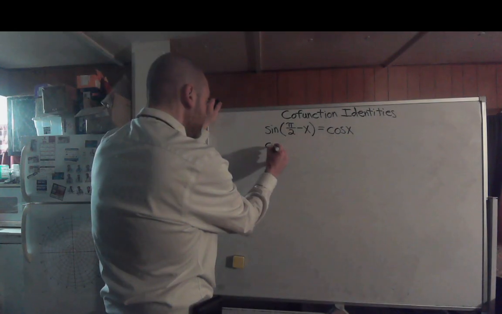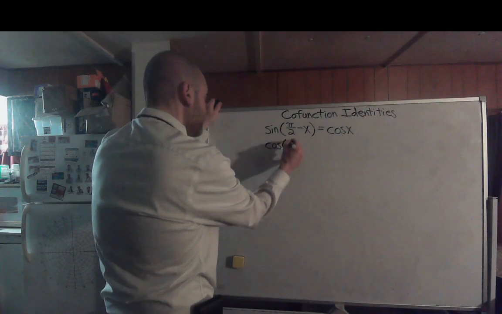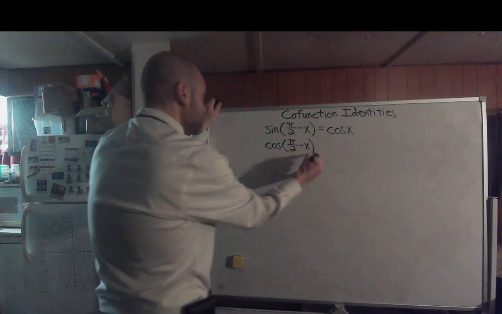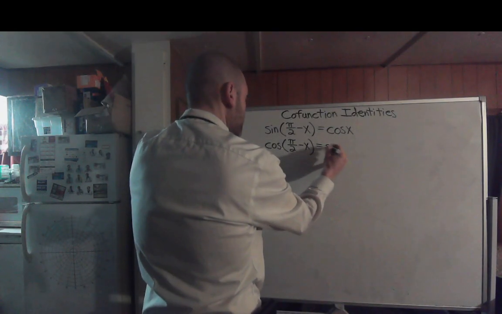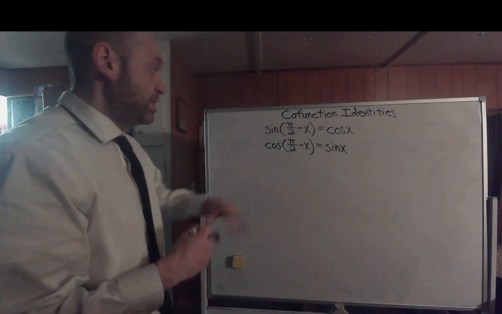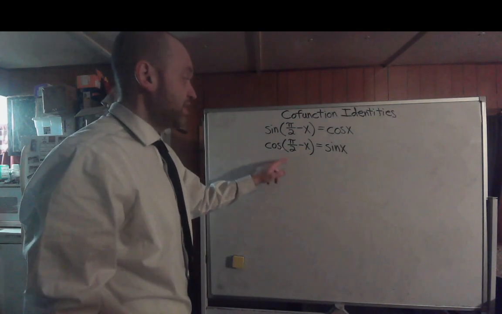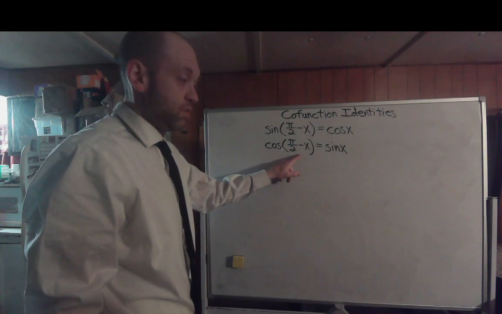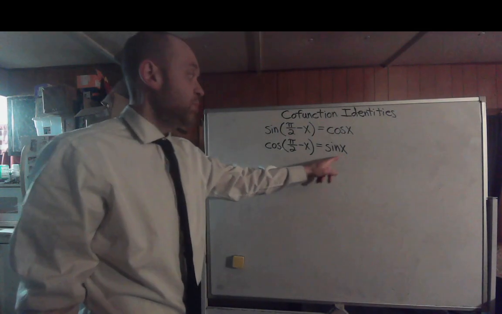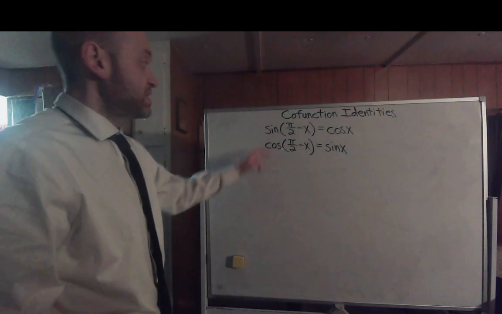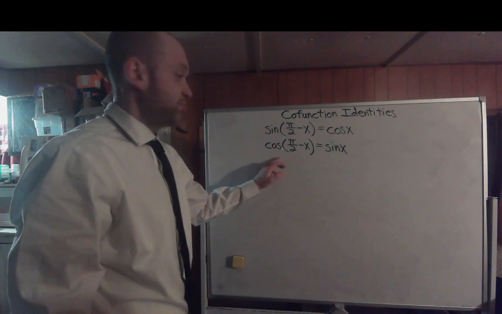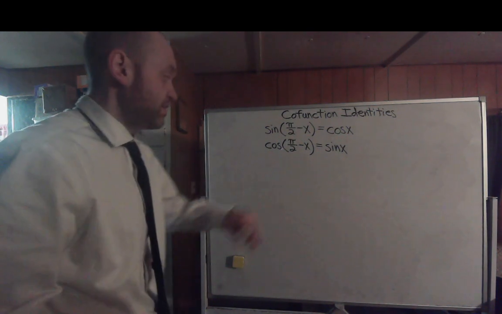And likewise, let's say I do the cosine of pi over 2 minus x, I would end up getting the sine of x. So if I put in that same pi over 2 for x, well, that would give me the cosine of 0, which we know is 1, and then the sine of pi over 2 is 1. So the sine of pi over 2 minus x is cosine of x. Cosine of pi over 2 minus x is sine of x.